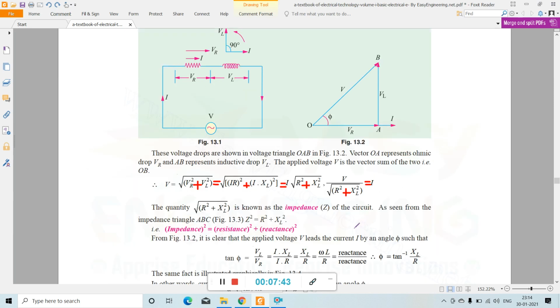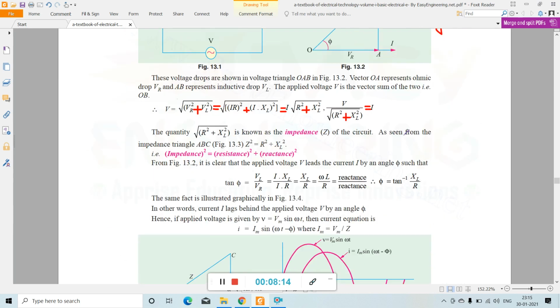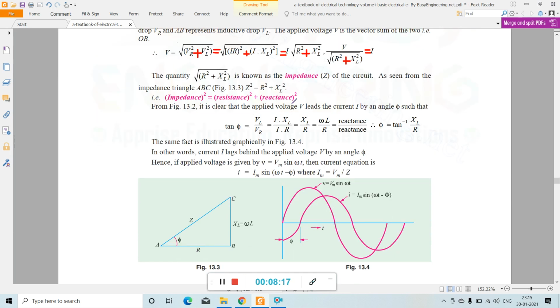So from the, this is the voltage triangle. This part is the voltage triangle. Then next we see the impedance triangle.